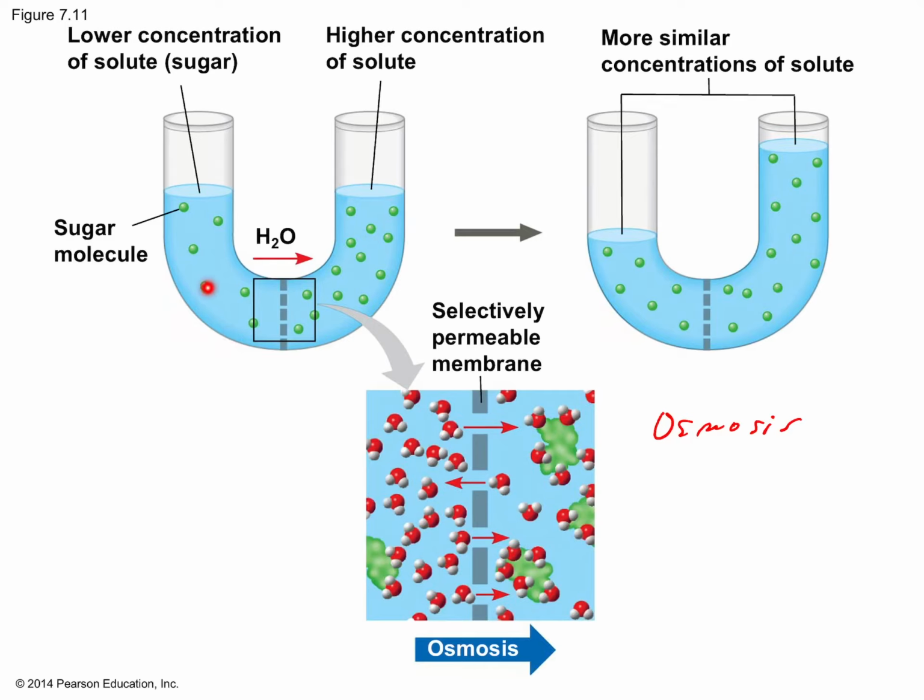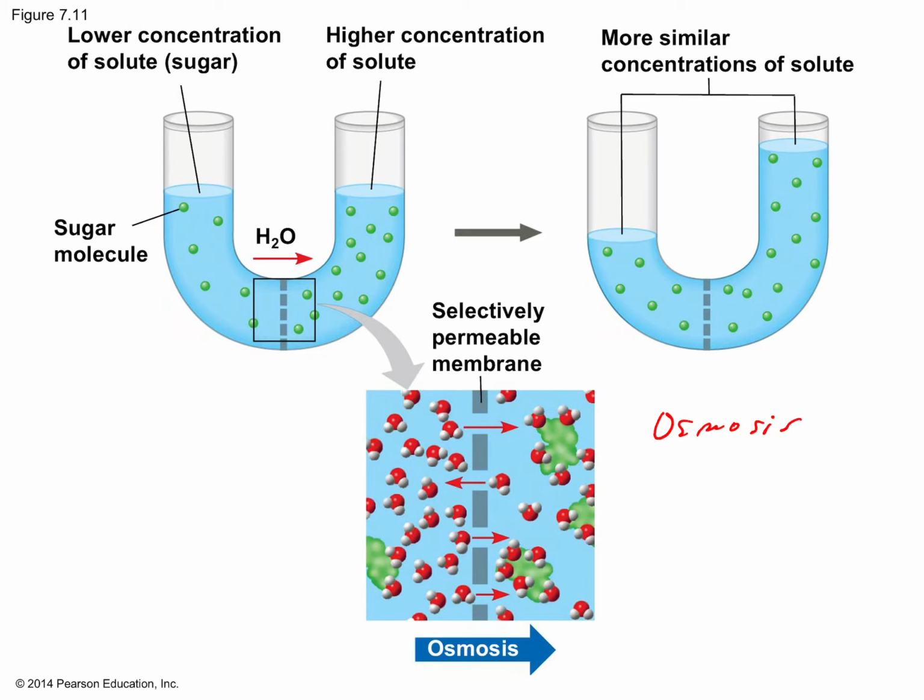The little green circles are sugar molecules, representatives thereof. Here we have a more dilute sugar solution, a lower concentration of sugar on the left. Compare that to the right, where we have a higher concentration of sugar. If you could taste these two solutions, the one on the left would taste less sweet, and the one on the right more sweet. But notice that the solution levels are the same height. There's the exact same volume of solution on both sides.